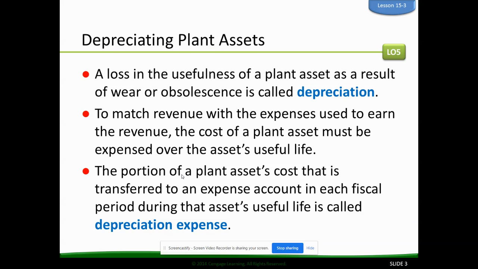A loss in the usefulness of a plant asset as a result of wear or obsolescence is called depreciation. To match revenue with the expenses used to earn the revenue, the cost of a plant asset must be expensed over the asset's useful life. The portion of a plant asset's cost that is transferred to an expense account in each fiscal period during that asset's useful life is called depreciation expense.